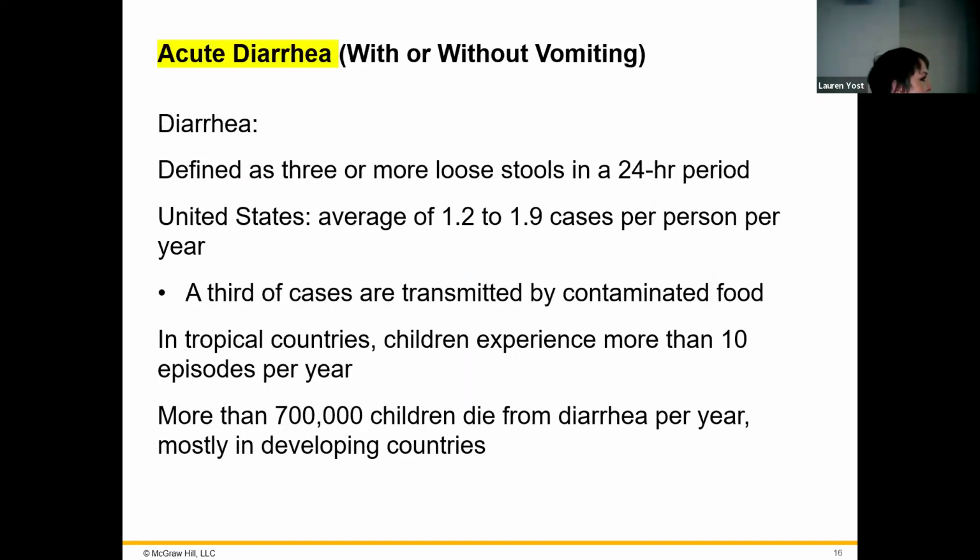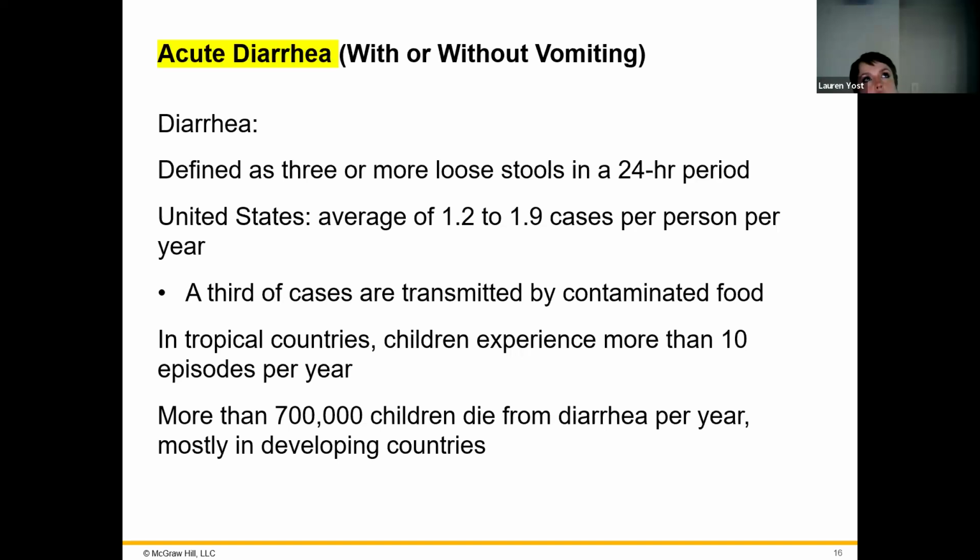All right, let's move on to the diarrhea, because pretty much the rest of this is going to be diarrhea. Diarrhea is defined as 3 or more loose stools in a 24-hour period. If you are having diarrhea for less than 2 weeks, that's acute diarrhea. If you're having 3 or more loose stools in a 24-hour period consistently for more than 14 days, more than 2 weeks, then that is chronic diarrhea. We'll talk about the chronic diarrhea next, but we're starting with acute first.